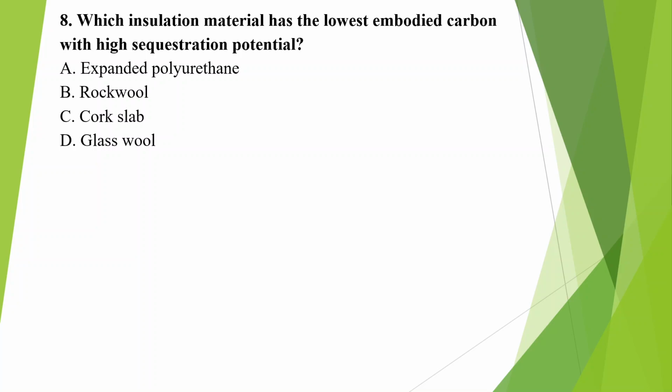So here is the next question then. The next question is asking which insulation material has the lowest embodied carbon with high sequestration potential. This is a very good question, and a similar question has been asked in your this week's assignment questions. So if you have done the week assignment and are able to understand the concept, then you will easily be able to answer this question as well.